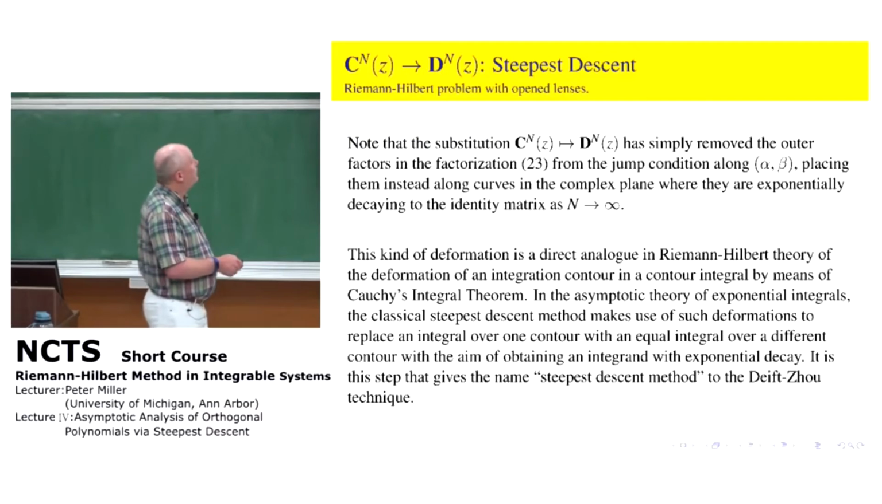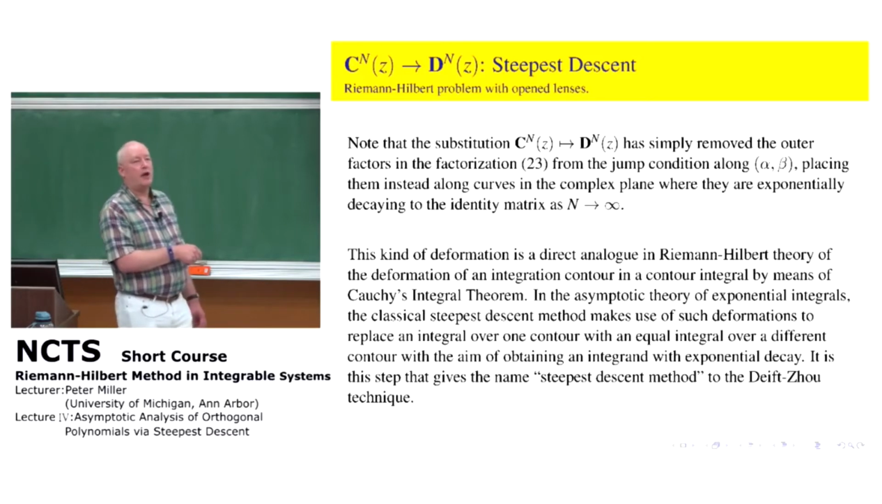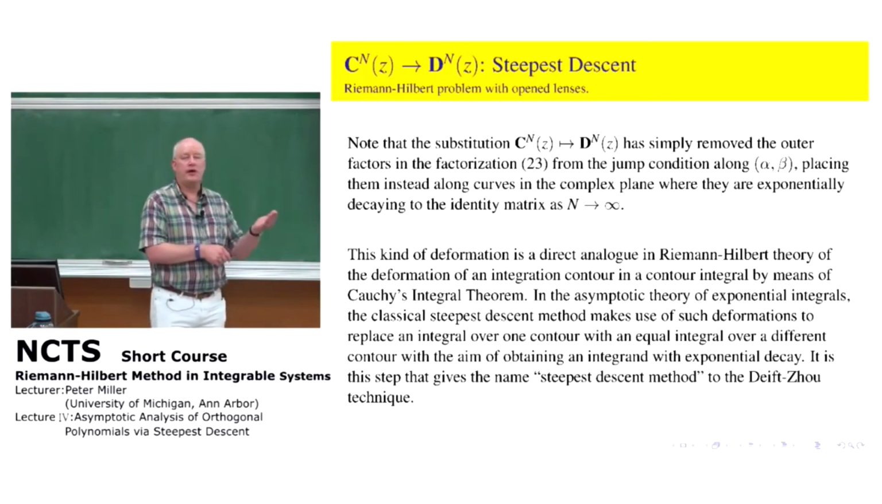Okay. So this substitution has simply removed the outer factors in our three-factor factorization, placing them instead along curves in the complex plane where they're exponentially decaying to the identity matrix. And it's this step which is just some kind of a Riemann-Hilbert analog of what you do when you try to compute an integral and you have an analytic integrand.